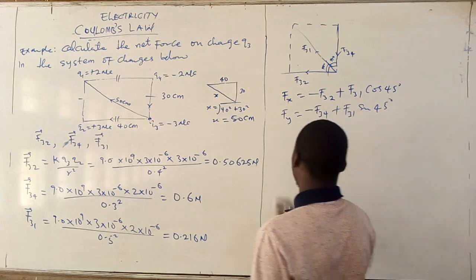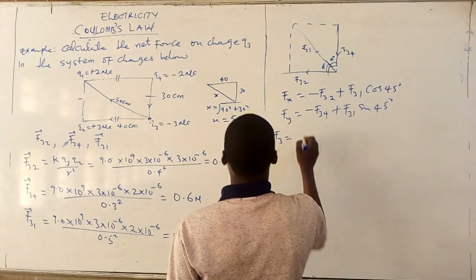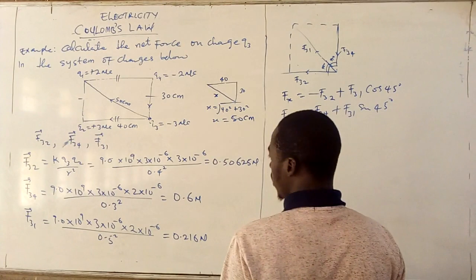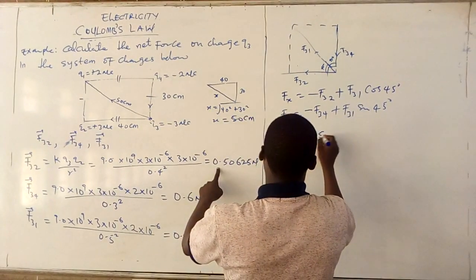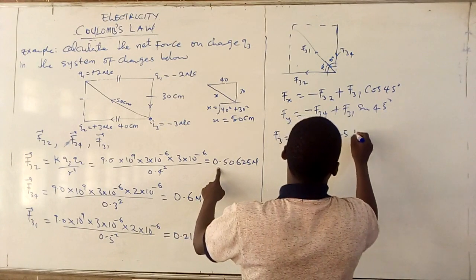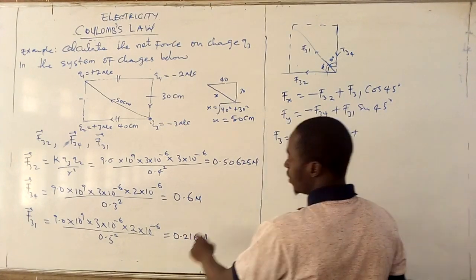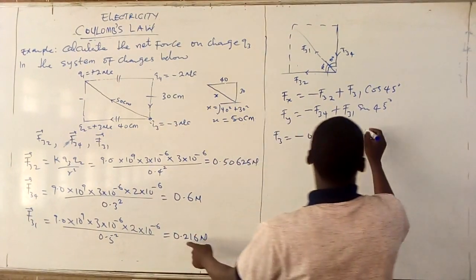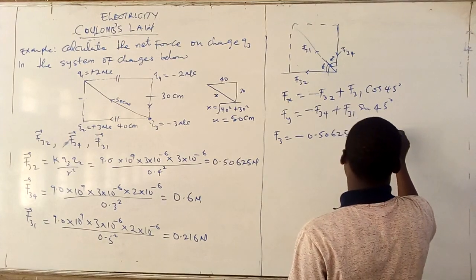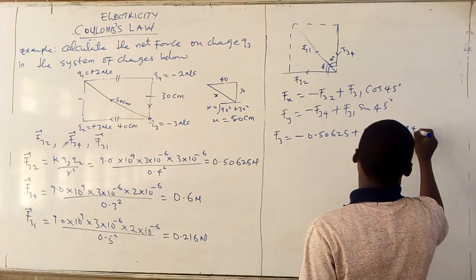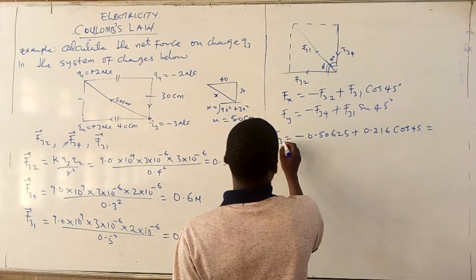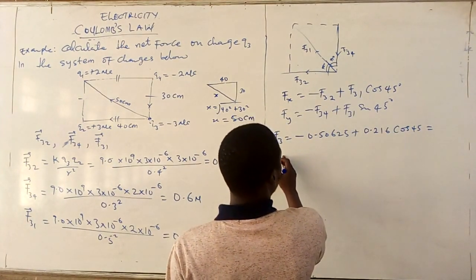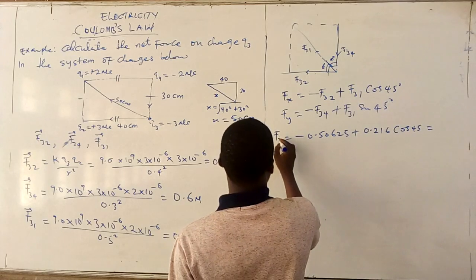So let's input our value here. We are going to have minus f3. F32 is what? Minus 0.50625 plus f31 is 0.216 cos 45, which is equal to what? Yeah, this is f of x.